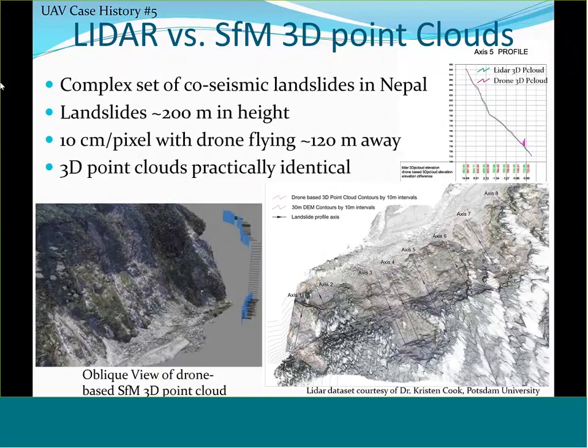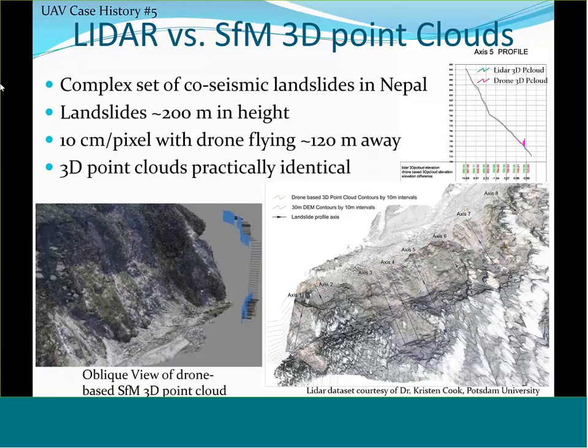These are a set of coseismic landslides in Nepal. They are 200 meters in height. And what we did is fly the drone and perform structure from motion to create a 3D point cloud. And my colleague, Dr. Kristen Cook from Potsdam University, had a ground-based LiDAR that she used and created also a 3D point cloud. Of the same target, we were able to compare the two 3D point clouds, and they were practically identical.